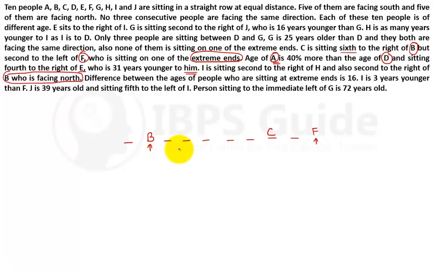This much information is clear. Now read further. The difference between the ages of the people sitting at the extreme ends is 16 years. I is 3 years younger than F. J is 39 years old and sitting fifth to the left of I. Okay, I is here and J is here. The person sitting to the immediate left of G is 72 years old.